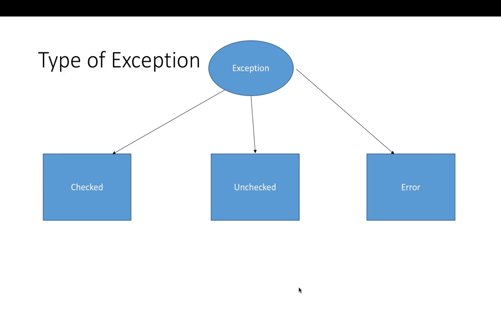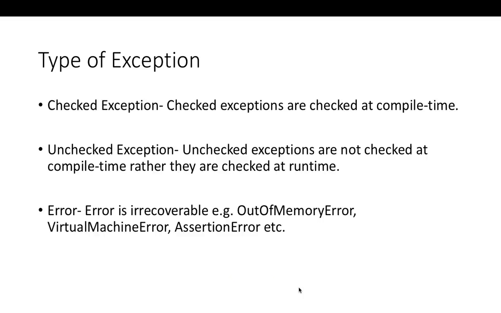So let's see one by one. So we have three kinds of exception. One is checked exception, unchecked exception, and error. Checked exception is also known as compile time exception. It means until you handle them, you will not be able to compile your code itself.